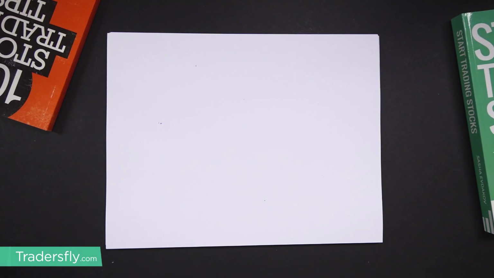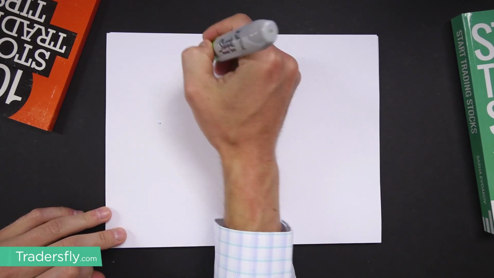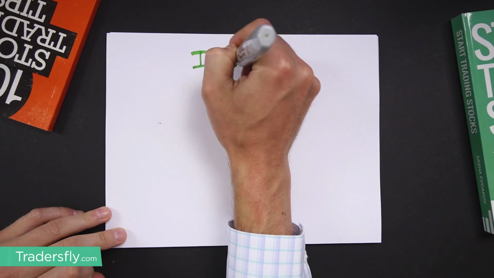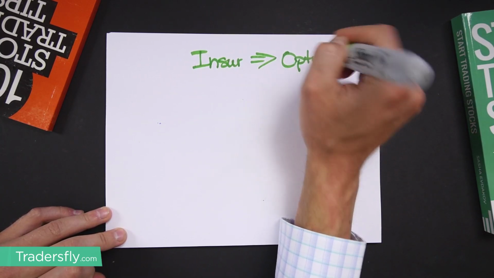But with that being said, let's go to paper, and I'm going to try to just make it simple and quick for you to really understand how option trading works. So here we go. To understand trading options, you've got to think of it kind of like the insurance business. Insurance is really what options are. So you're insuring stocks.